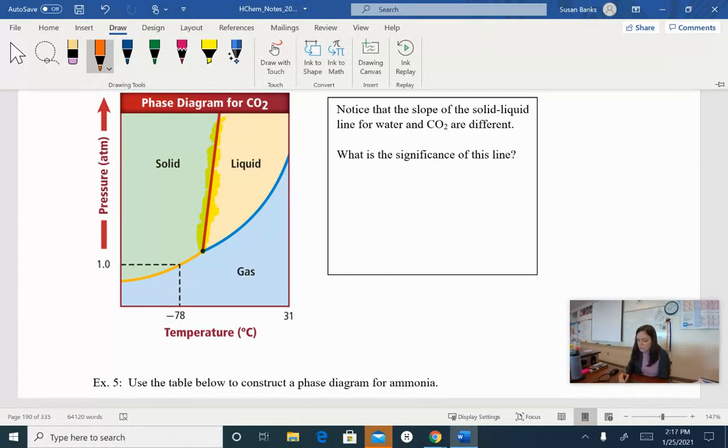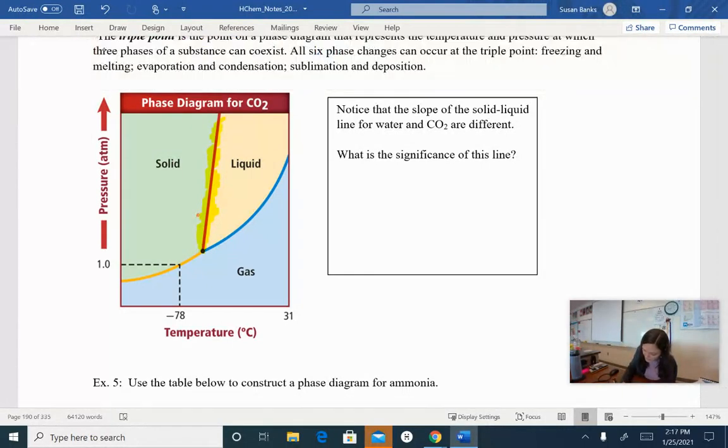Okay, notice that if I started somewhere here in the solid area and kept on putting pressure on it, it would still just remain a solid. It's not going to become a liquid like water is. Okay, so notice also, here's our triple point. And it doesn't even show us what that critical point is because it only goes to 31 degrees Celsius.